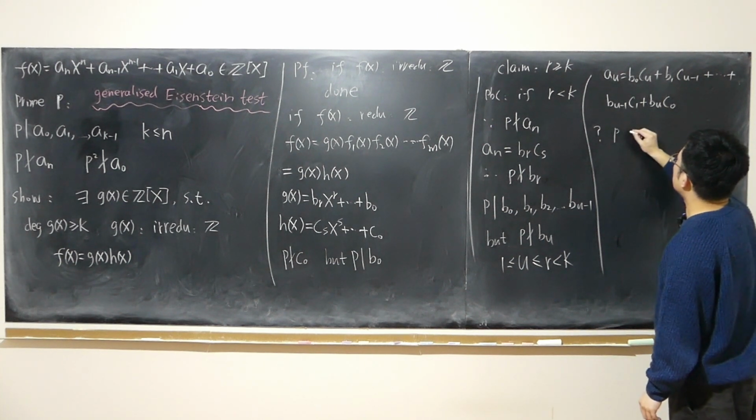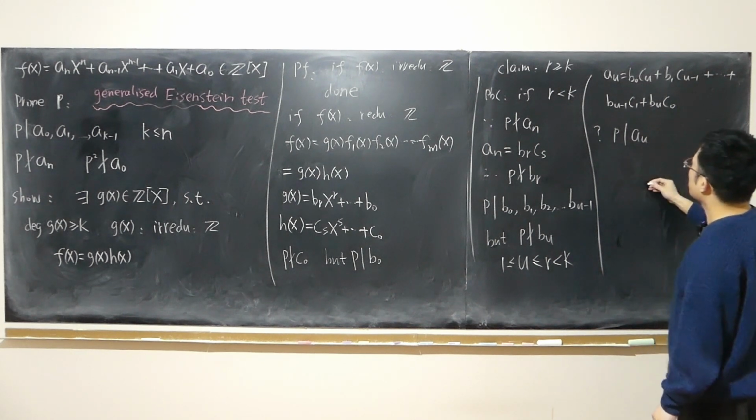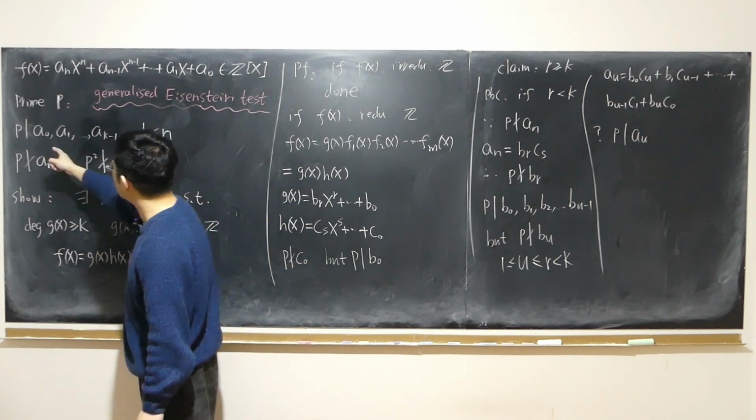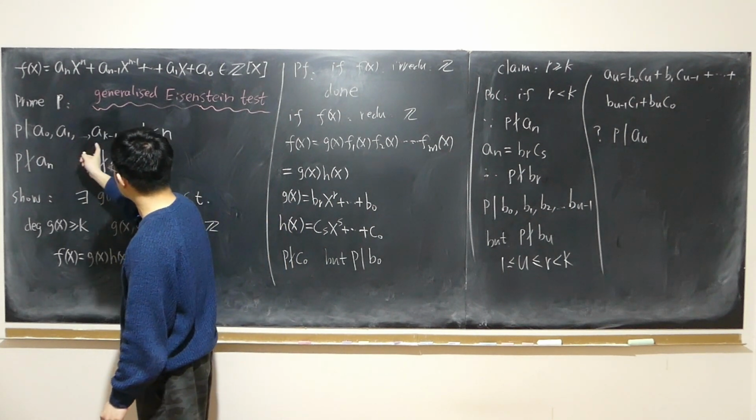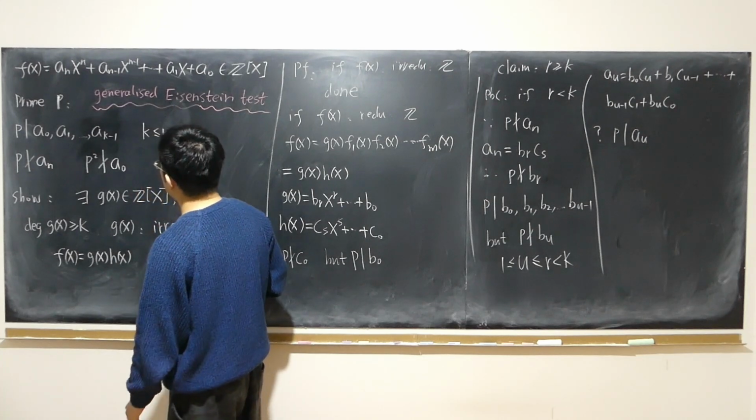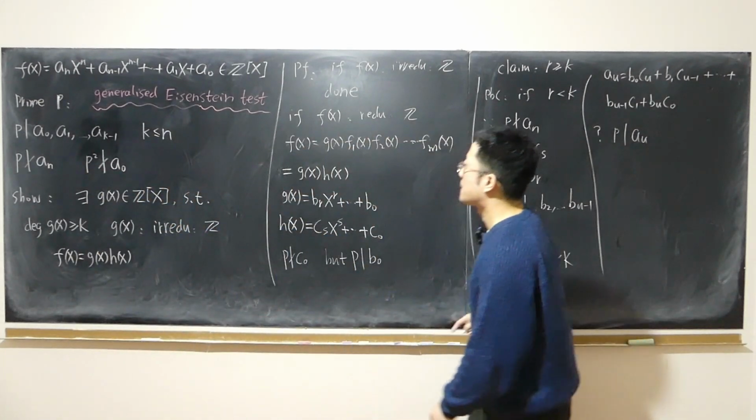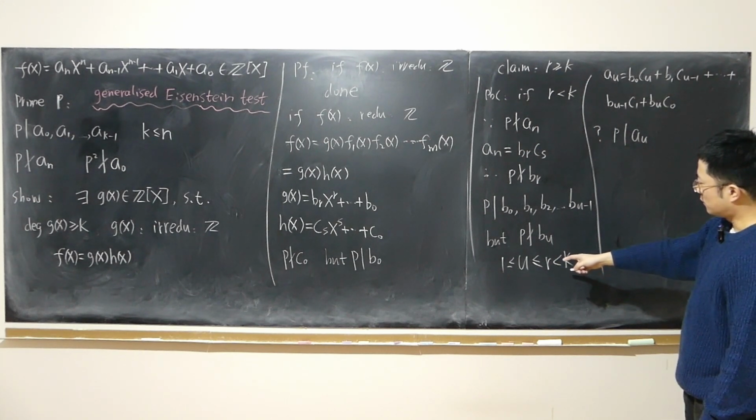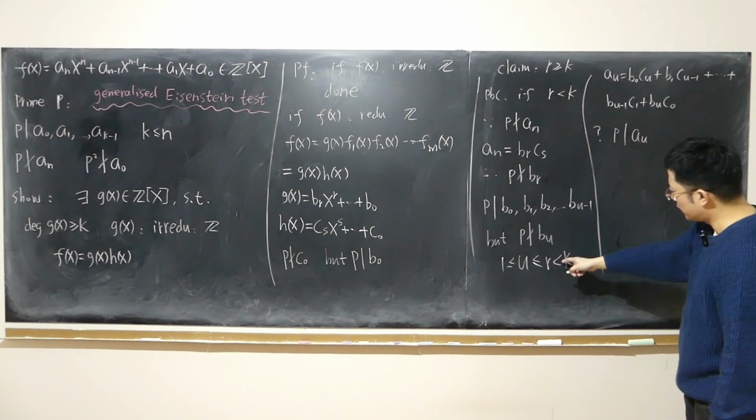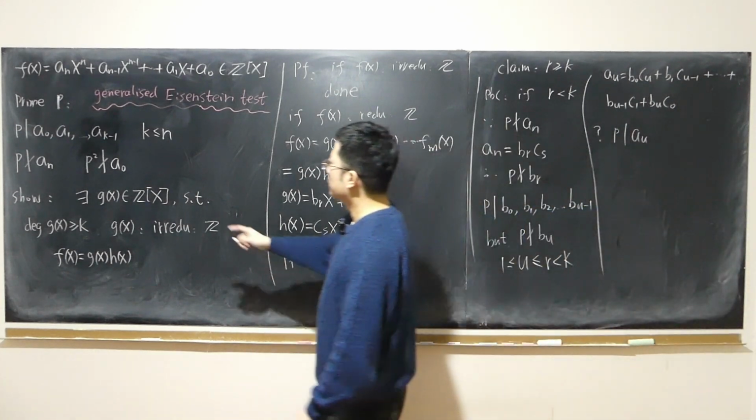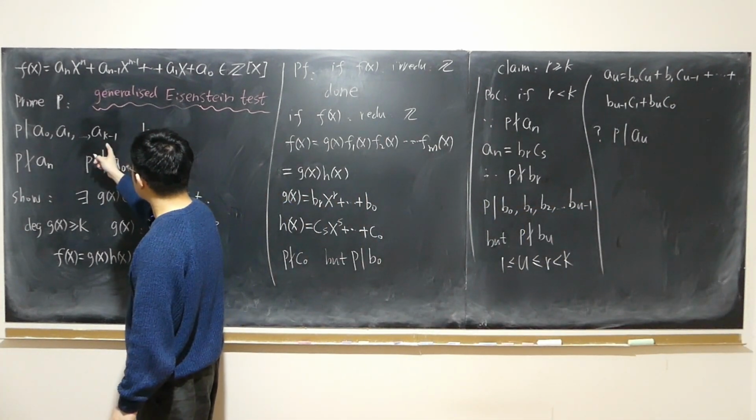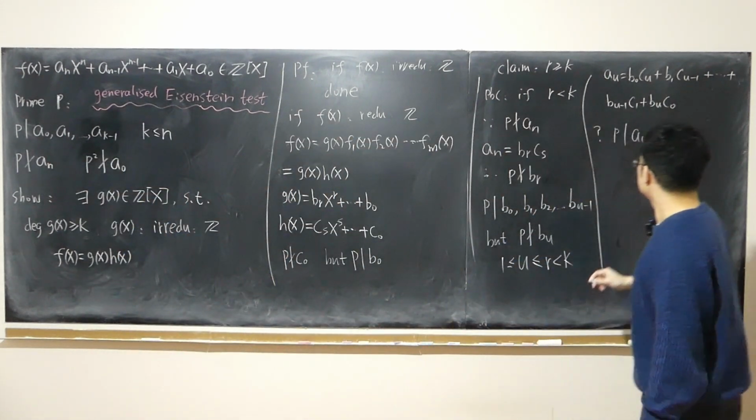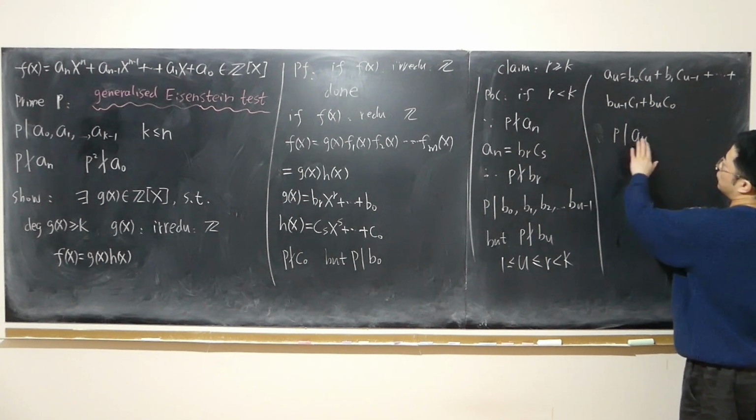Can P divide A_u? P can divide A_0, can divide A_1, all the way to A_(k-1), but cannot divide A_n. Here u is strictly less than r, which is strictly less than k. So u could be k minus 1, so yes, P can divide A_u.